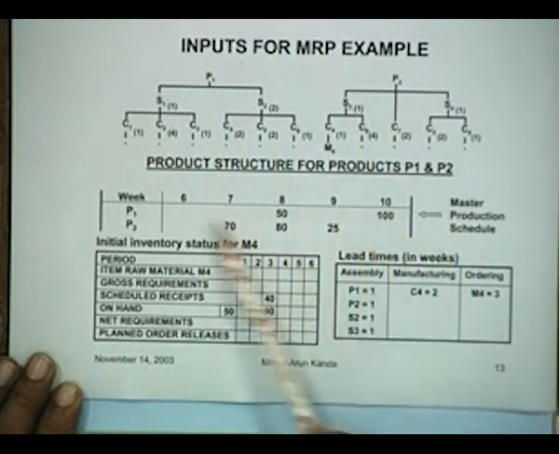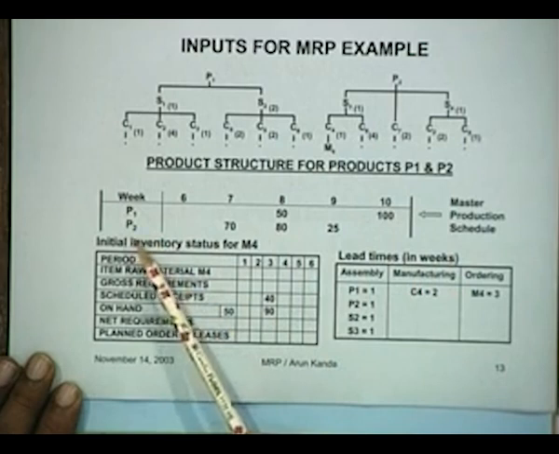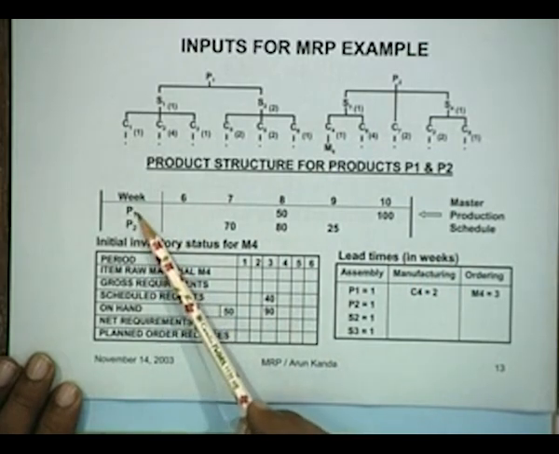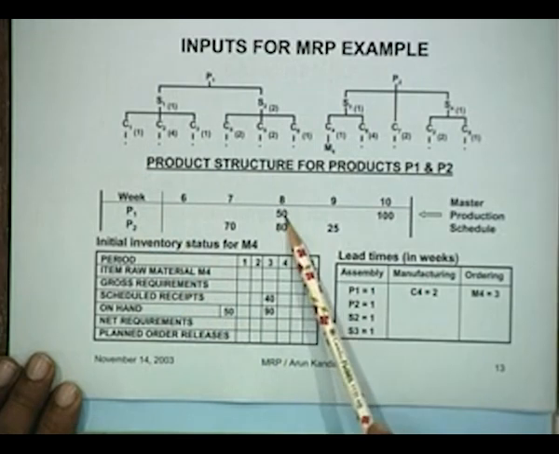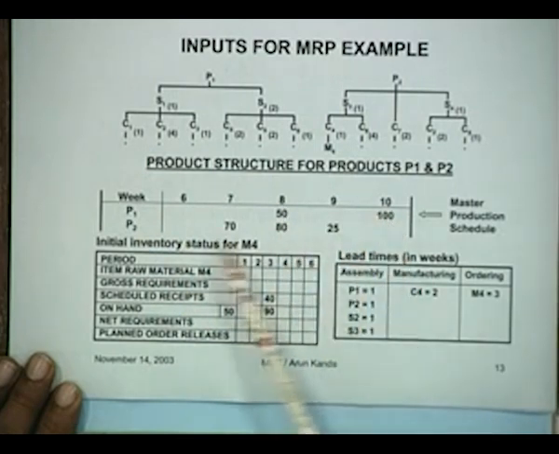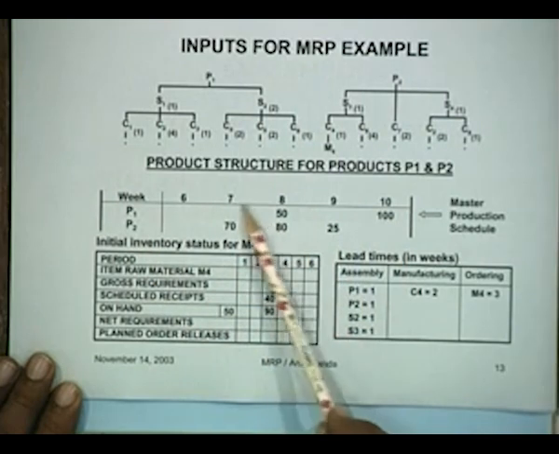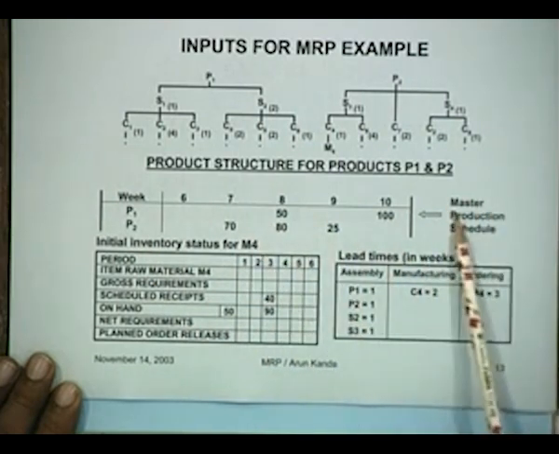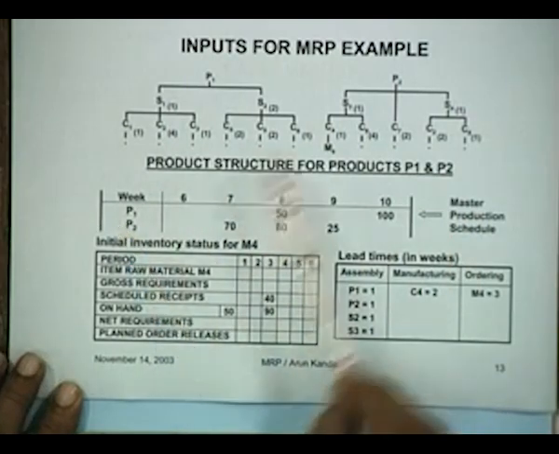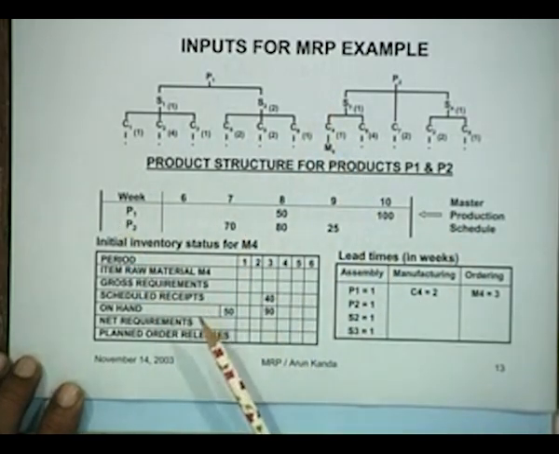This is the master production schedule. The master production schedule states that for product 1 and product 2, we require 50 in the 8th week and 100 in the 10th week, and for P2 it is 70, 80 and 25 in weeks 7, 8 and 9 respectively. So this is nothing but the master production schedule, which is the second input required for this product.